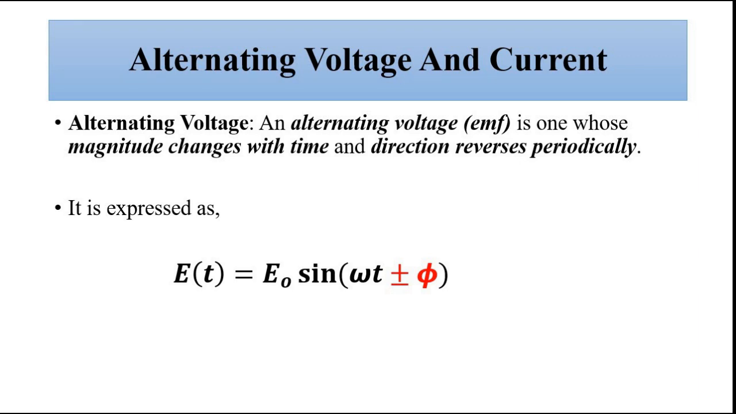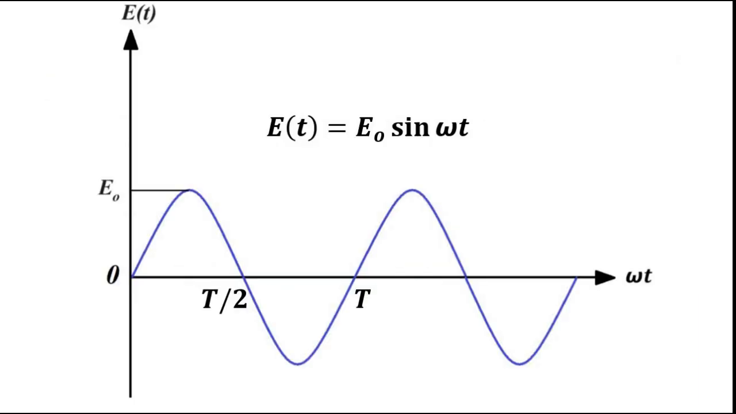An alternating voltage is one in which the magnitude, the amplitude, changes with time, and the direction of the voltage reverses periodically. Something like this, let's say. This is a sinusoidal waveform which represents the time varying EMF or voltage, expressed as E0 sin omega t, where E0 is the peak amplitude in both the positive and negative direction. Here also it will be minus E0. Magnitude same, but direction is opposite.